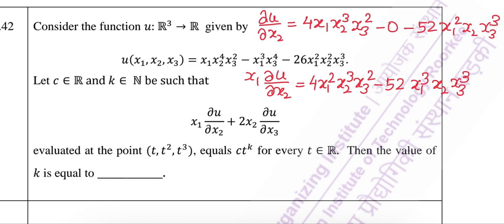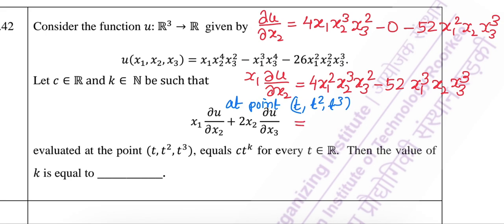And now according to this question we have to put x1 equals t, x2 equals t square, and x3 equals t cube. So at this point, at the point t, t square, t to the power 3, I write the same thing.